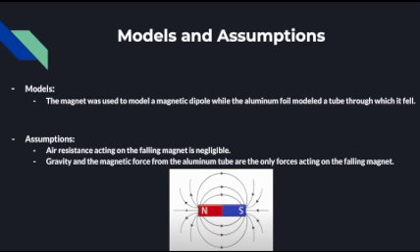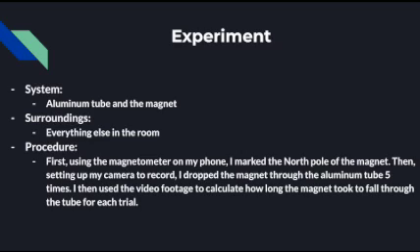The magnet was used to model a magnetic dipole while the aluminum foil modeled a tube through which it fell, and the assumptions were air resistance acting on the falling magnet is negligible, and gravity and the magnetic force of the aluminum tube are the only two forces acting on the falling magnet. For the experiment, the system was the aluminum tube and the magnet. The surroundings were everything else.